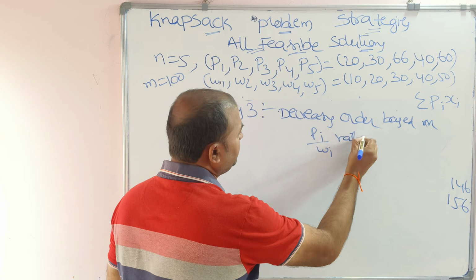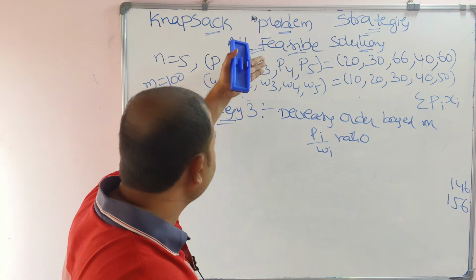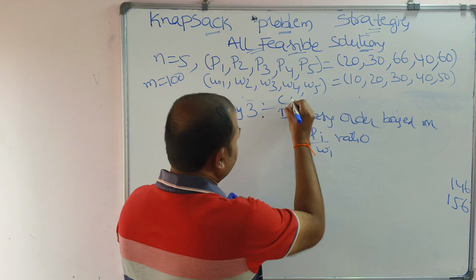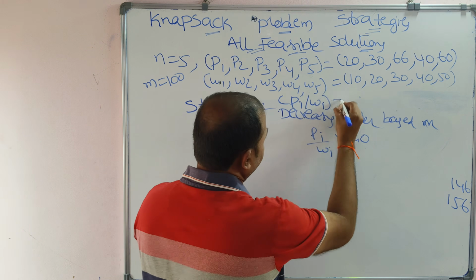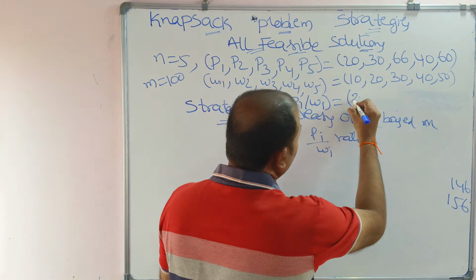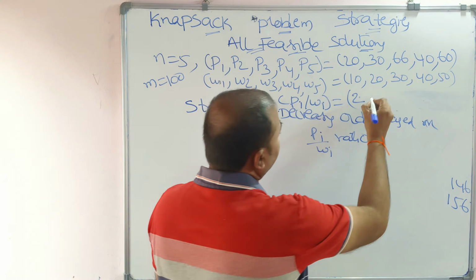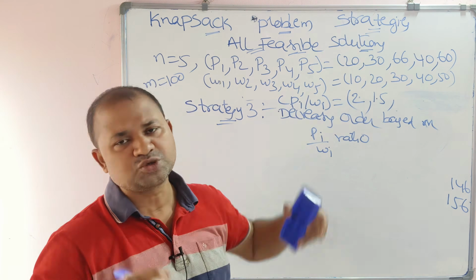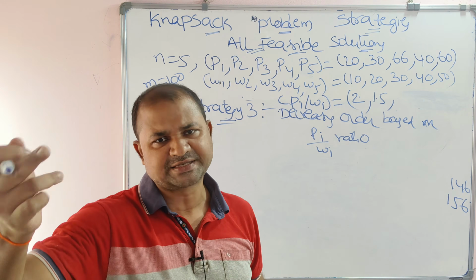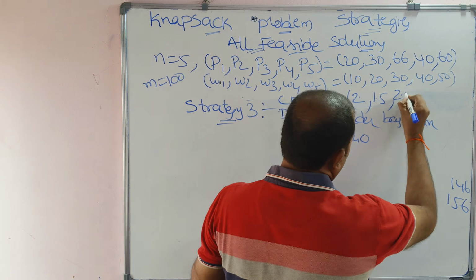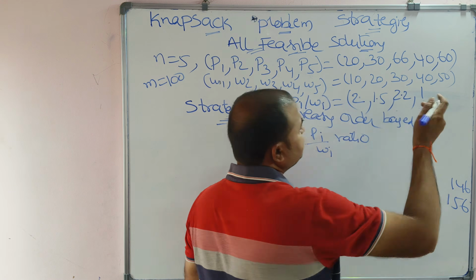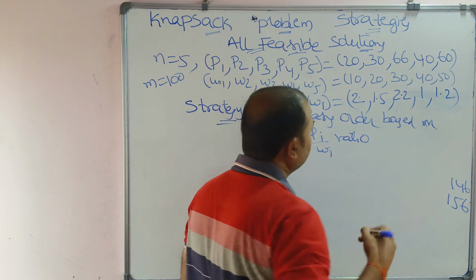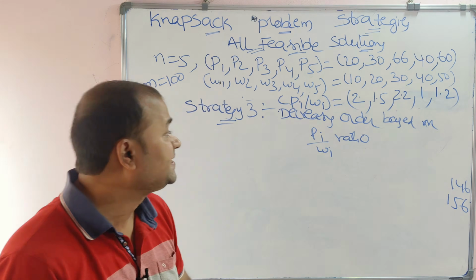So now here we have to calculate profit by weight ratio. Here profits are given, weights are given. So now let us calculate profit by weight ratio. So Pi by Wi. So 20 by 10 means 2. 30 by 20 means 1.5. 66 by 30 means, so 3 twos are 6, 1 more 6, so 2.2. Next 40 by 40 means 1. 60 by 50 means 6 by 5, so 1.2. So now we have to arrange this in decreasing order.